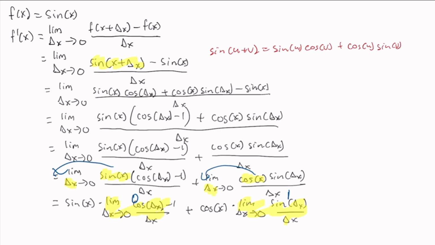These are just our two special trig limits, right? The limit as delta x approaches 0 of cosine of delta x minus 1 over delta x is 0, and the limit as delta x approaches 0 of sine of delta x over delta x is 1. So now we'll just have sine of x times 0 plus cosine of x times 1. Therefore, f prime of x, which is our derivative, is just cosine of x.